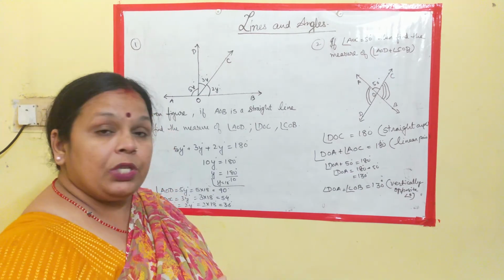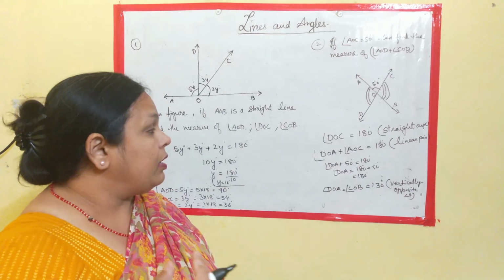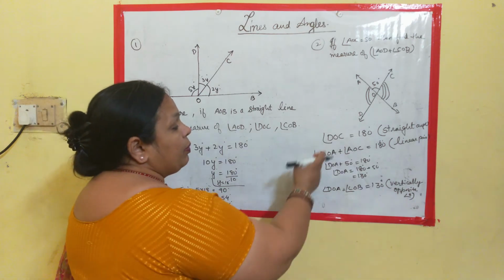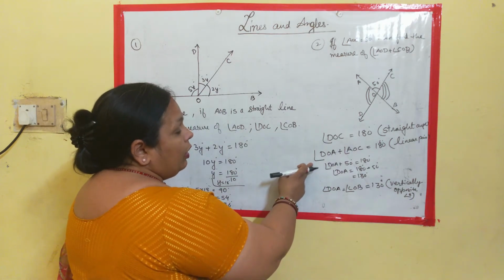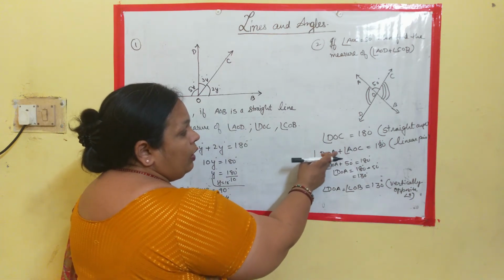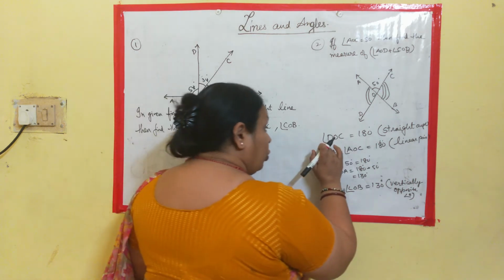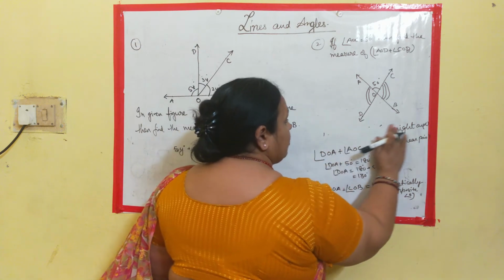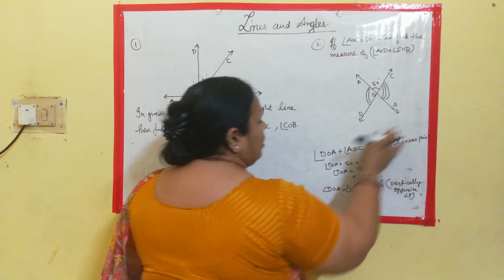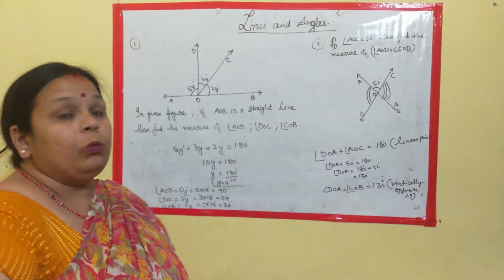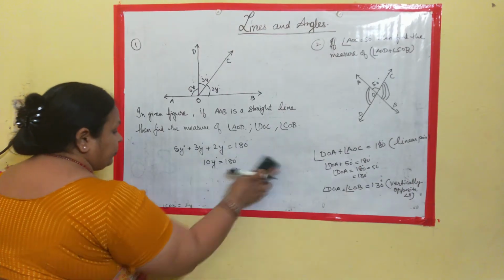See, angle DOC is 180, straight, even that is right. But this will not help us in getting the value of DOA. Now, I have written DOA plus AOC is equal to 180. So, it's a linear pair. Though the other is right, it will not be taken for the solution of the problem. Now, moving to the third example.